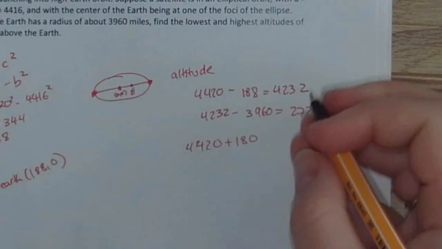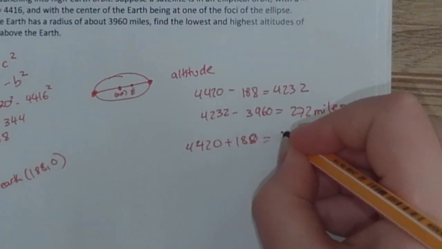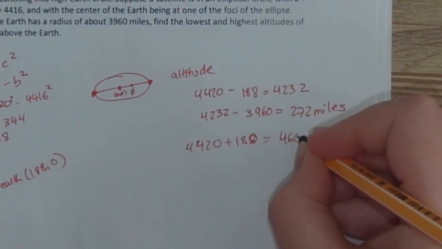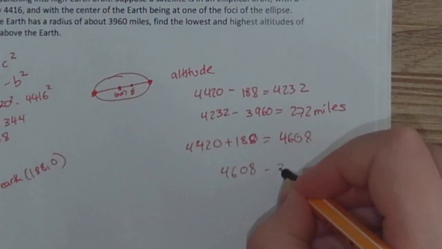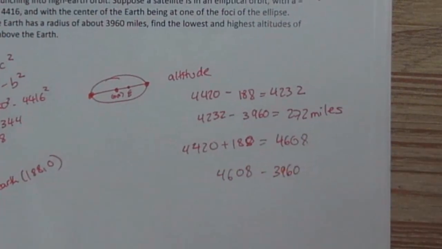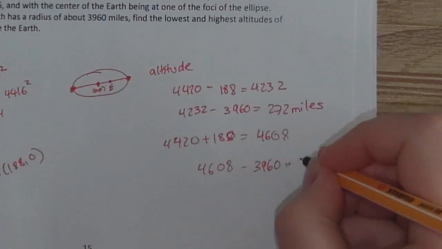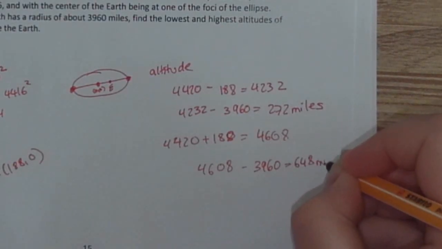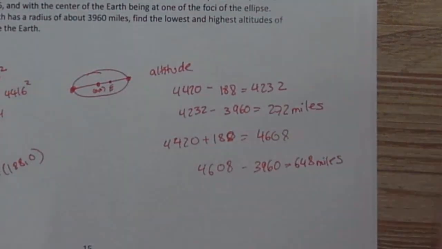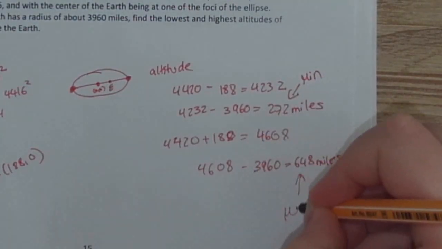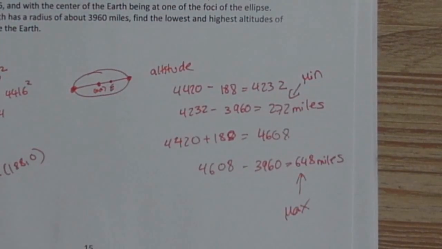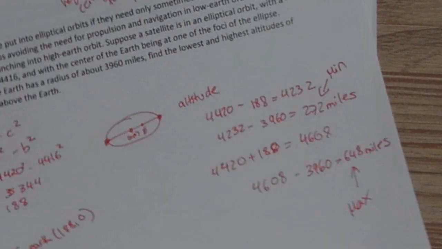which is our a, plus the focal length gets us to 4,608. Again, we got to subtract the Earth's radius from that, and we get 648 miles. So then this one right here is our minimum distance. That one right here is the maximum distance. And that is all for that problem.